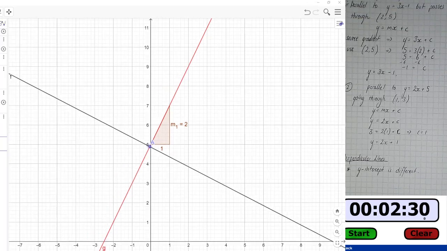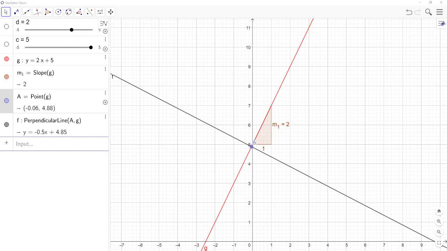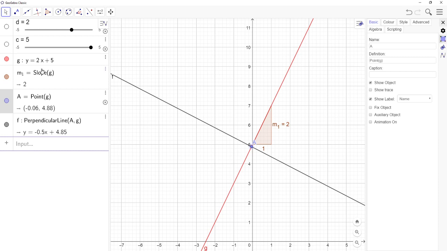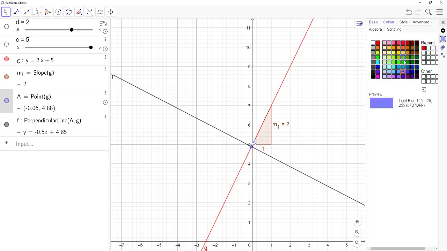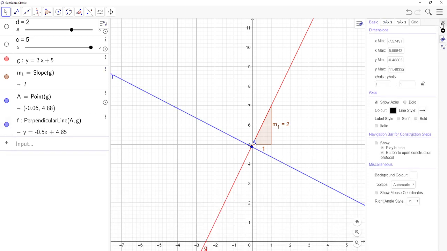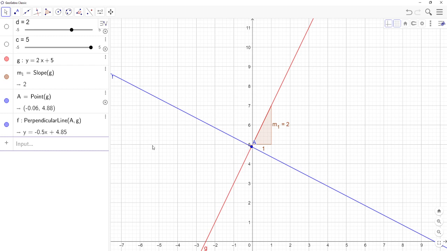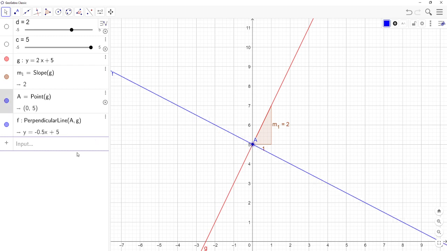Okay, so I'm going to shuffle this across into full screen. Here we are. Okay. So I've got two things here that we want to look at. Okay, we've got the red line, which has the equation y equals 2x plus 5. Okay, and we've got the blue line here, which is the line that is perpendicular to that. Okay, and at the moment, the gradient for this blue line is negative 0.5.